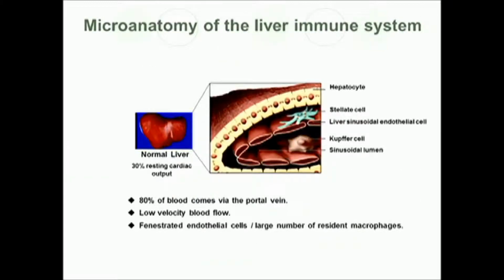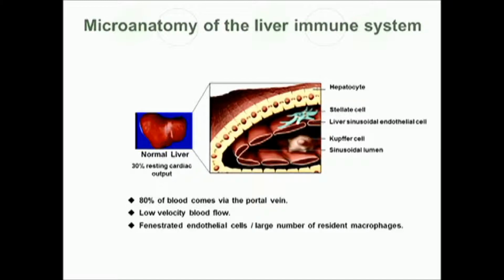Now, to understand how this actually happens, it's important to remind ourselves of the liver microanatomy. As you probably know, the liver receives most of its blood from the portal vein. This is a low-pressure system, and the blood flows through a network of very narrow vascular channels, the sinusoids, which are lined by a peculiar type of endothelial cells, which are fenestrated, which means that the lymphocytes circulating through the portal flow have ample opportunities to interact with the liver cells.